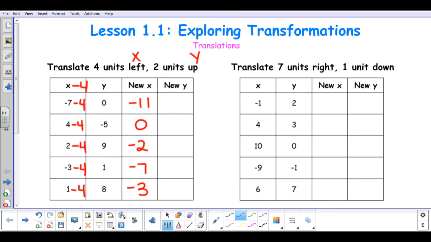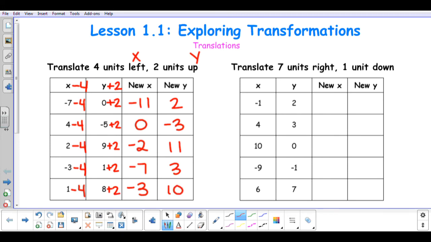Now when I change my y's, I'm going to be going up. So I'm going to be adding the 2 units to each point. So I'm going to have 0 plus 2, and that'll give me 2. Negative 5 plus 2 will give me negative 3. 9 plus 2 will give me 11. 1 plus 2 gives me 3. And 8 plus 2 would give me 10.